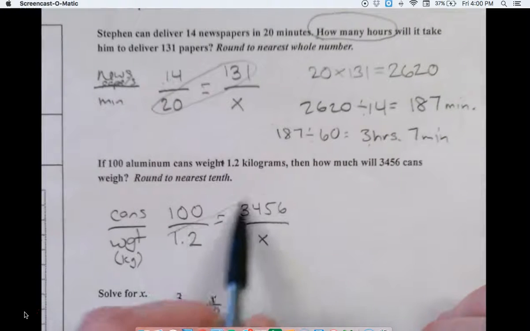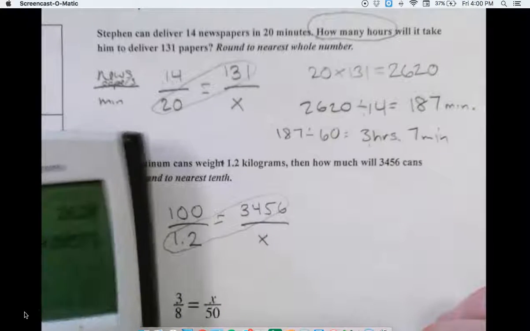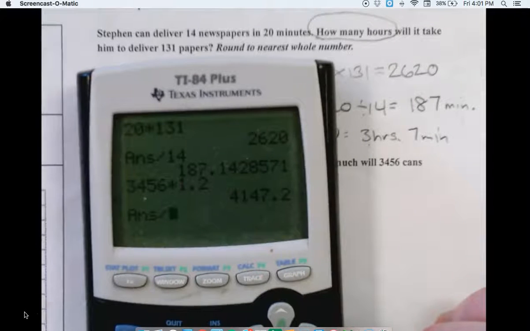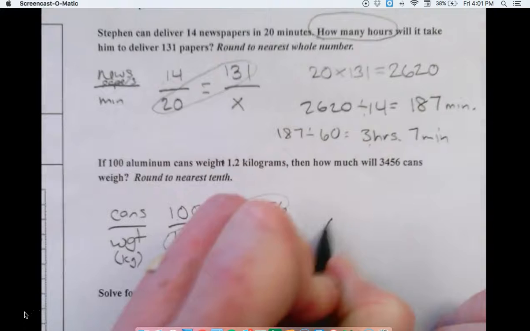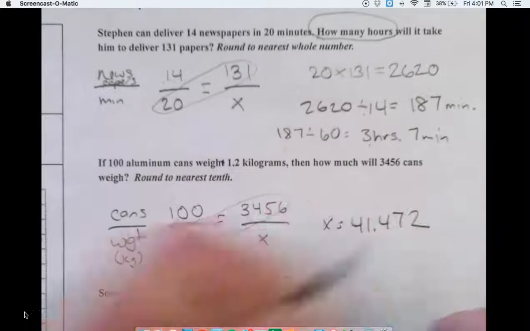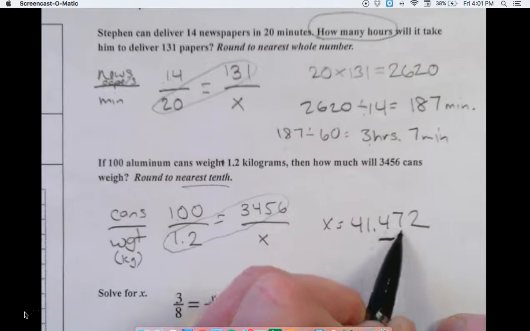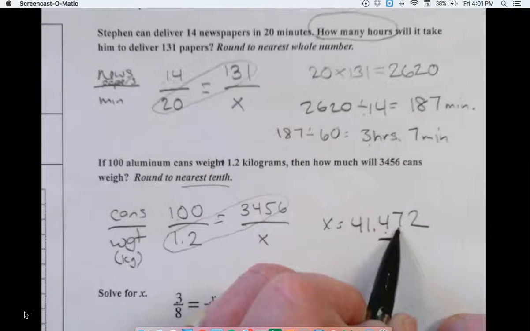So we're going to multiply these guys and divide by 100. Okay. So 3,456 times 1.2. Leave that in your calculator and then just divide by what's left over, which was the 100. 41.47. That's the number. Now it says round to the tenth. We were having troubles with this. We want to round here. So if we want to stop there, we need to look at this number. If it's 5 and above, we go up. If it's 0 to 4, we leave it. So we're going to round this up because this number is larger than 5.